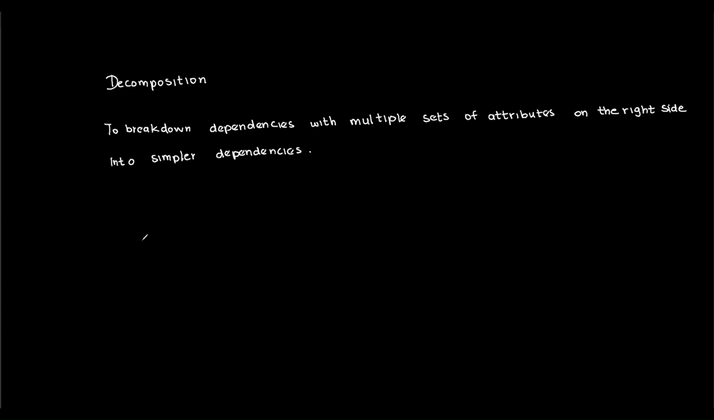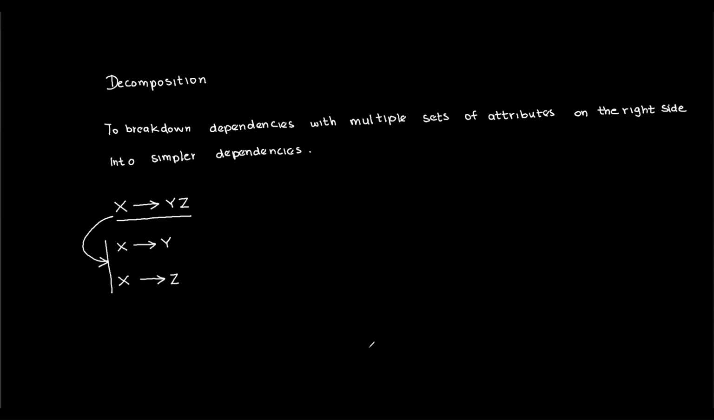So how can I denote this using notation? If you have a functional dependency that says X functionally determines YZ, you can decompose this into X functionally determines Y, and X also functionally determines Z. This is how you apply the decomposition rule from X functionally determines YZ. I hope you understood.